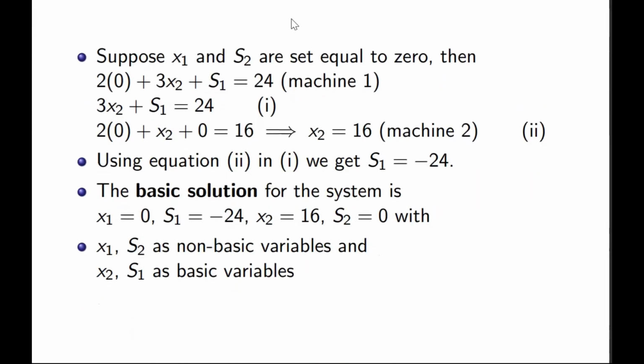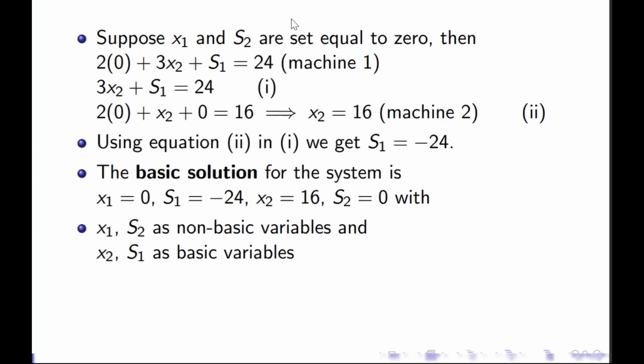Suppose that x1 and s2 are set equal to 0, then 2 into 0 plus 3x2 plus s1 is equal to 24. So we have 3x2 plus s1 is equal to 24. 2 into 0 plus x2 plus 0 is equal to 16. Using equation 2 in 1, we get s1 is equal to negative 24. The basic solution for the system is x1 equals 0, s1 equals negative 24, x2 equals 16, s2 equals 0, with x1, s2 as non-basic variables and x2, s1 as basic variables.